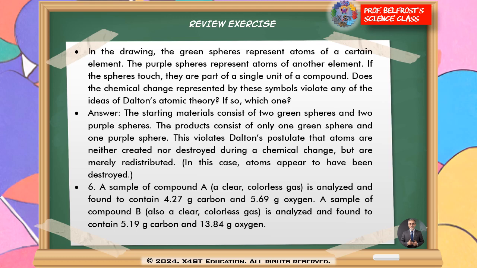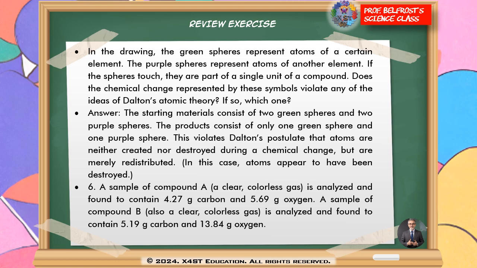The starting materials consist of two green spheres and two purple spheres, and the product consists of only one green sphere and one purple sphere. This clearly violates Dalton's postulate that atoms are neither created nor destroyed during a chemical change, but are merely redistributed. As you have seen before, the atoms in this case appear to have been destroyed. So this violates Dalton's postulate.